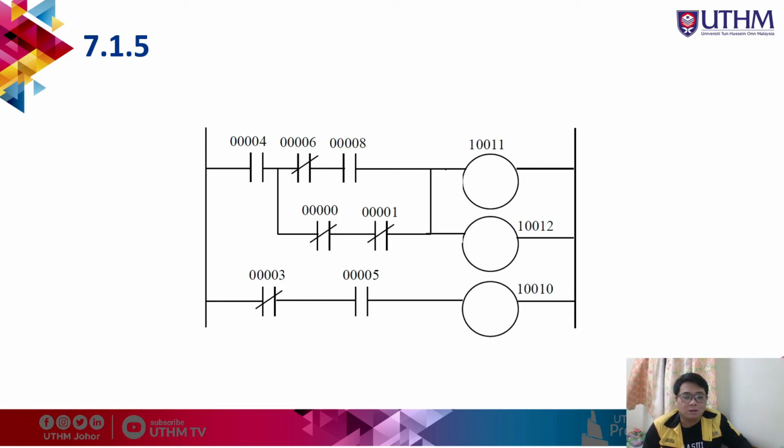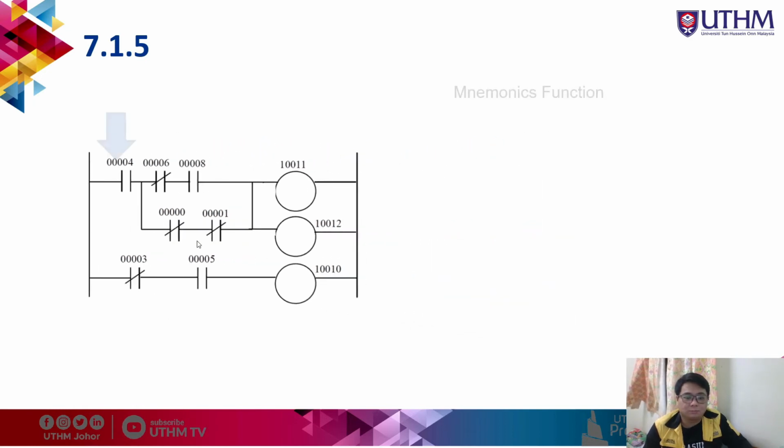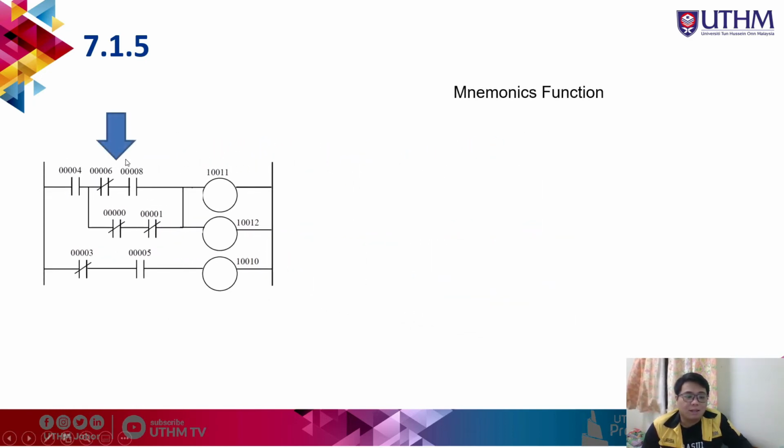Now I will continue to explain this diagram of the numeric function. First, we choose the line with the most number of contacts, which is this line or this line. Since these two lines are independent, we can do them separately. Let's start with these two contacts first. We use LD NOT for 0006, because there is a stroke here, so we put a NOT to represent it. After that will be AND 00008. Why we use AND is because these two are in series.